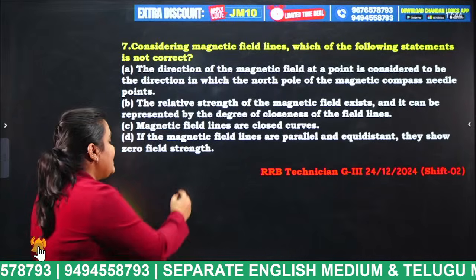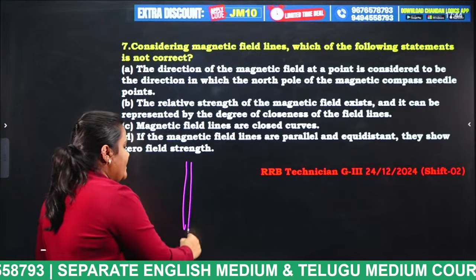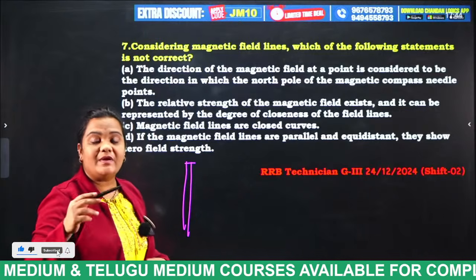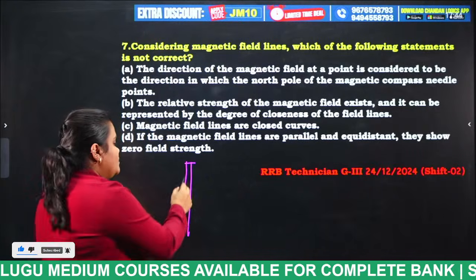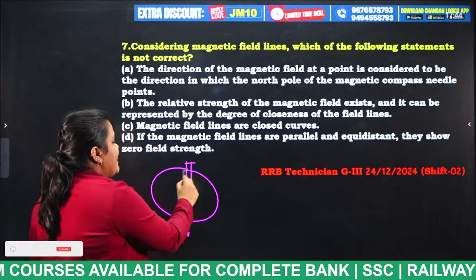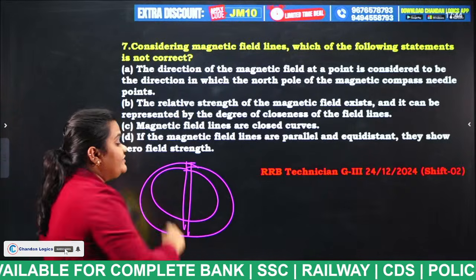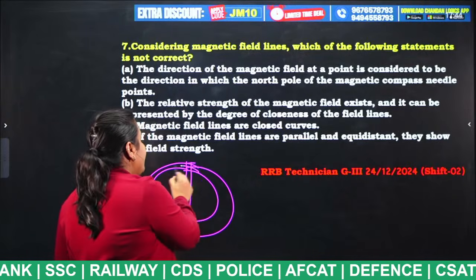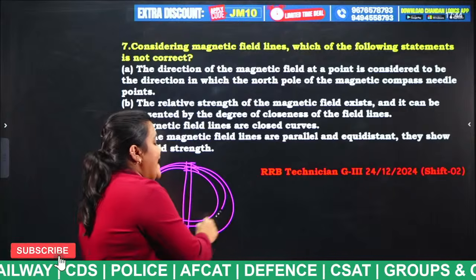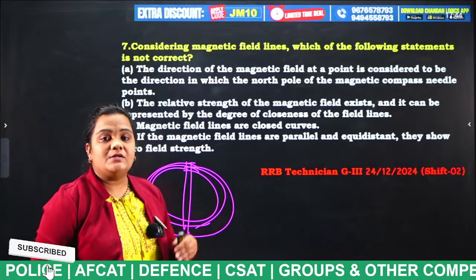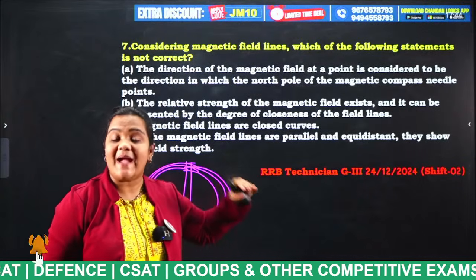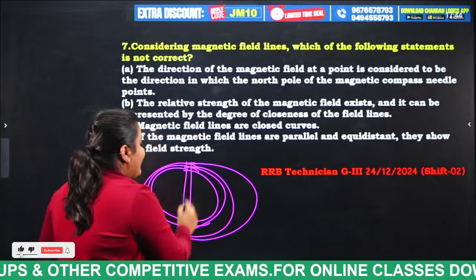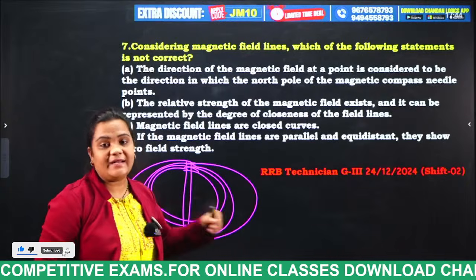For example, this is a current carrying conductor, right? So how will the magnetic lines be? The magnetic lines will be in a concentric way. So these are the magnetic lines, which are closed curves. Okay, if these magnetic lines are closely crowded, then we can say that there is high magnetic strength. If these magnetic lines are farther apart, we can say that there is less magnetic strength.